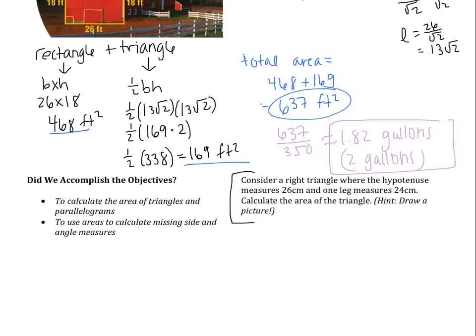Here is the example to check to see if we accomplished the objectives, so if we actually learned what we were supposed to. It says consider a right triangle where the hypotenuse measures 26 and one leg measures 24. Calculate the area of the triangle. The hint that I am telling you is to draw a picture. Remember that area of a triangle is 1/2 base times height. When you come to class tomorrow, I'm going to be checking to make sure that you have this problem completed. Okay, if you need one more example, flip the page and I will do one more example with you. If not, good luck on this problem.